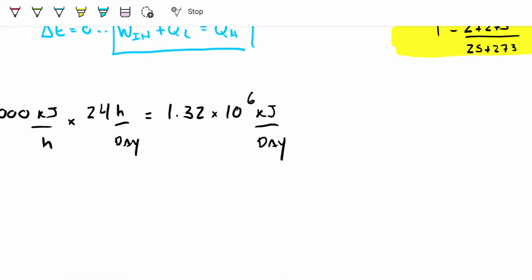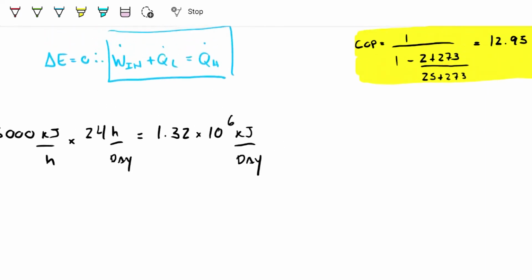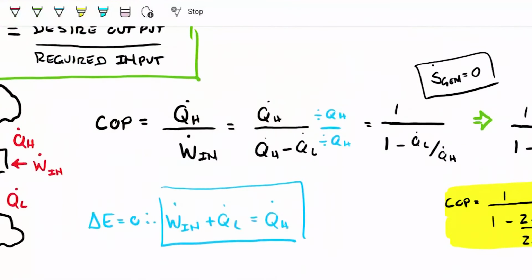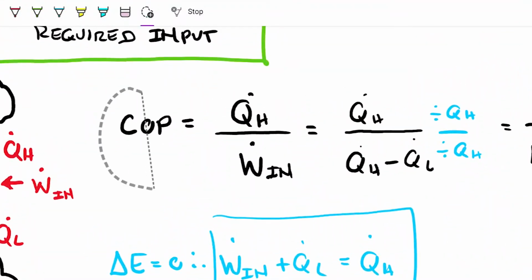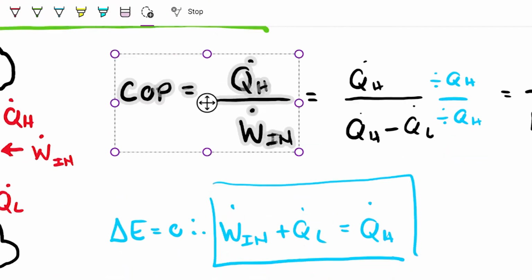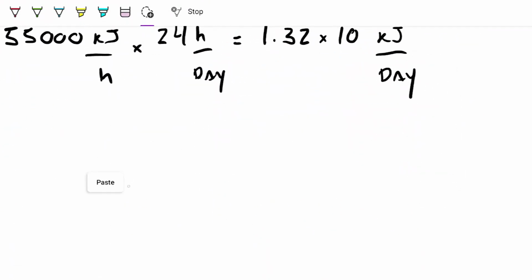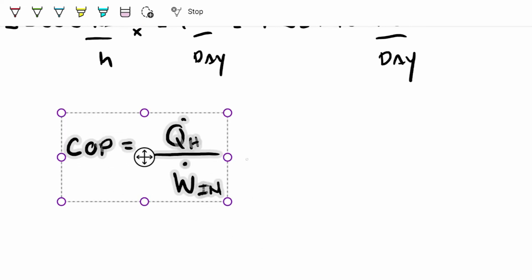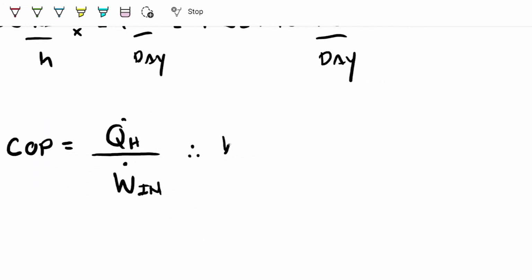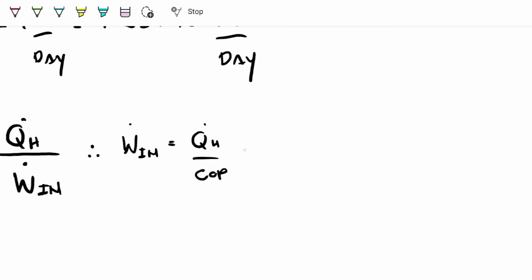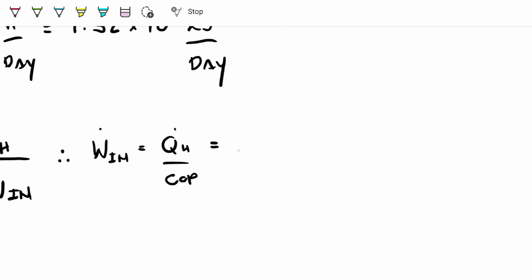Okay, and I know how much my heat pump needs to work now, right? Because my heat pump is going to work according to this. I need to supply, let's invert this. I'm going to say how much energy I need to supply. This is just going to be QH divided by COP, right? So how much energy I need to supply. This is just going to be, I need to remove 1.32 times 10 to the 6th kilojoules per day.